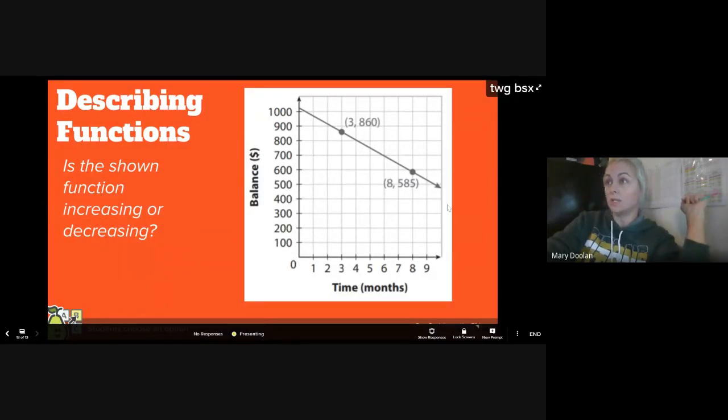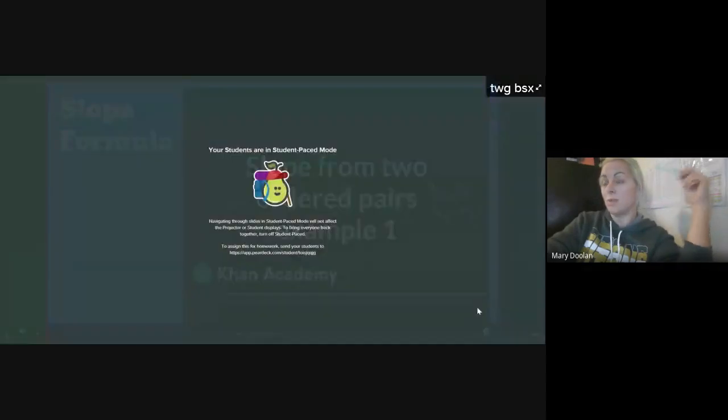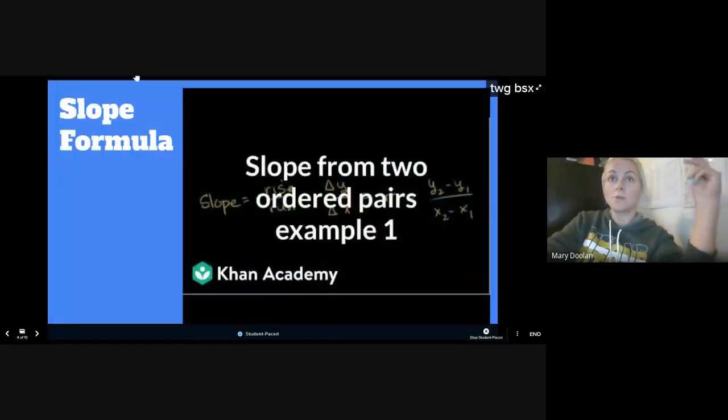Okay, the function on this picture here, is it increasing or decreasing? That's a multiple choice. So you probably want to come back and start with slide 4, watching that video first. I'm going to put you into student pace, and you're going to have some time to work on this, and then we'll come back and we'll review your answers.